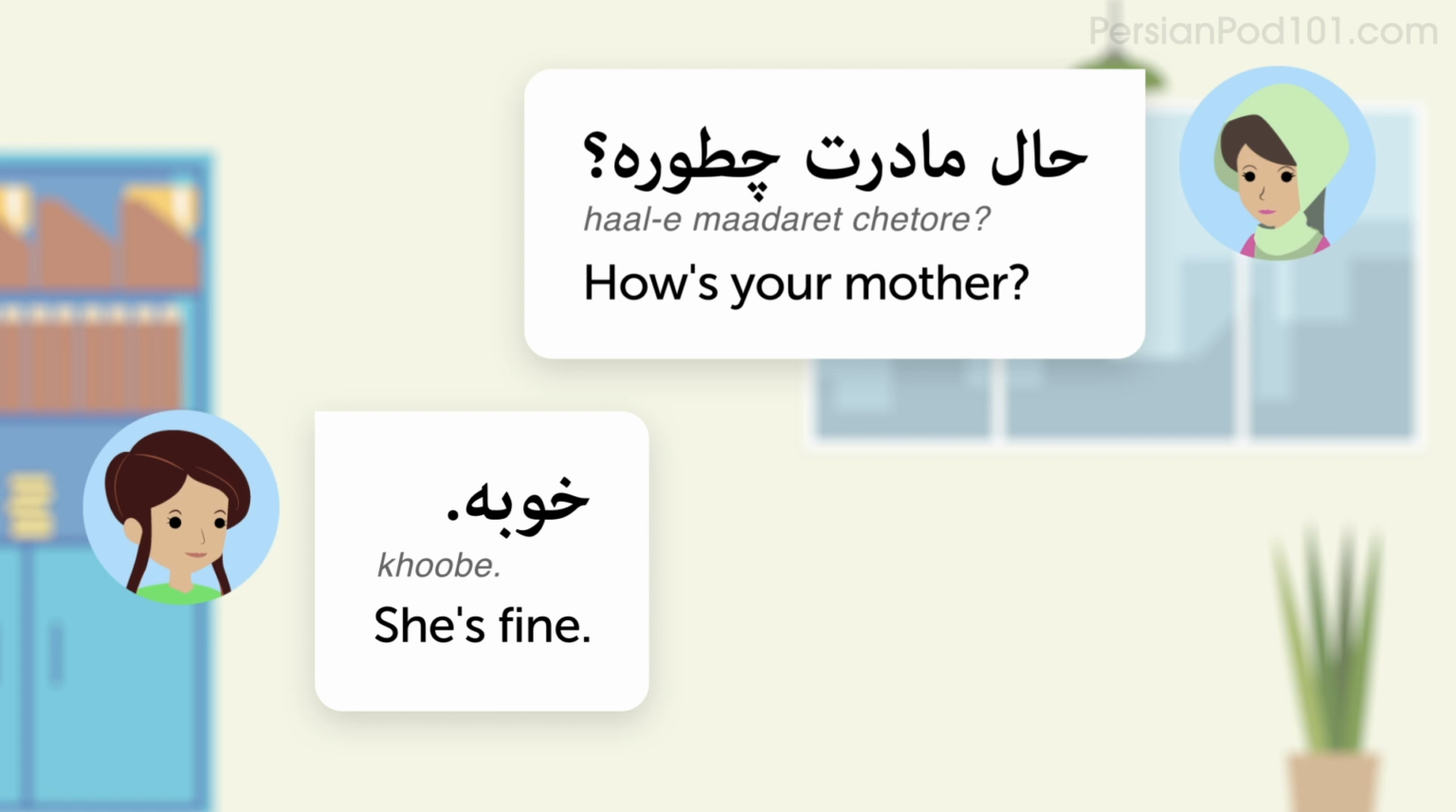First of all, you'll need to learn how to say, "How's your mother?" That's, حال مادرت چطوره؟ Listen to it again. حال مادرت چطوره؟ This Persian sentence literally means, feeling your mother how? But it translates as, how's your mother in English?